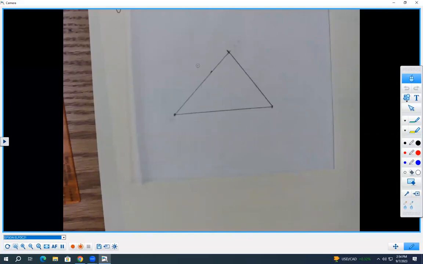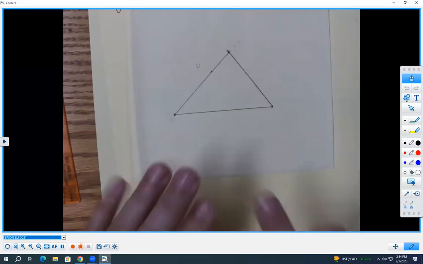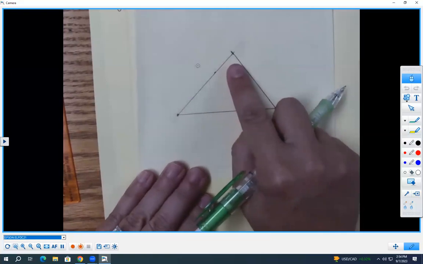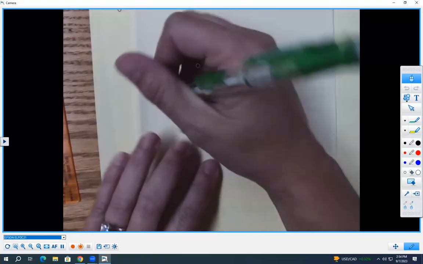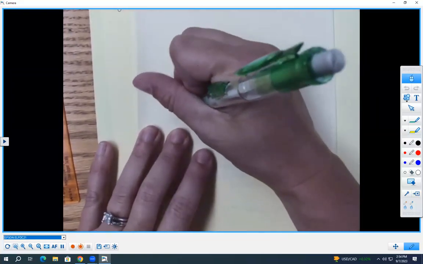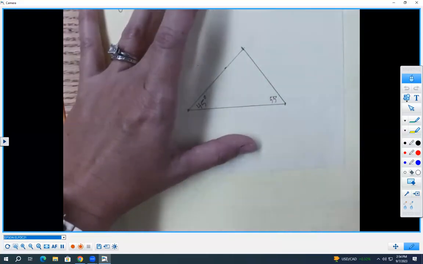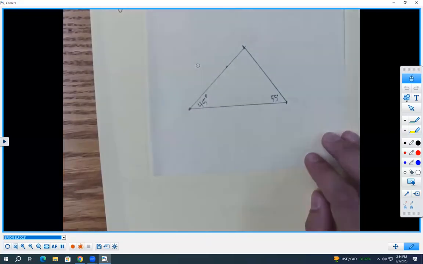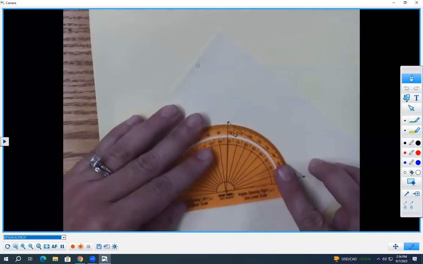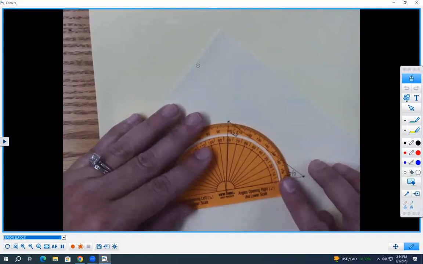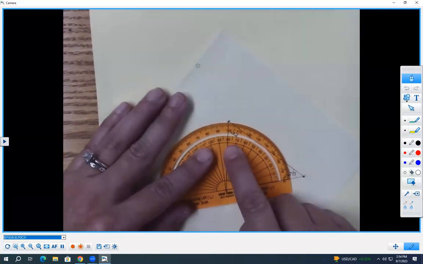Okay, so now we should have a third angle that is congruent. Agreed? Why? Because if this is 45 degrees and this is 55 degrees, what's left over for the last one? 80 degrees. I'm going to go ahead and measure it just to prove that. Here it is, and it is exactly 80 degrees.